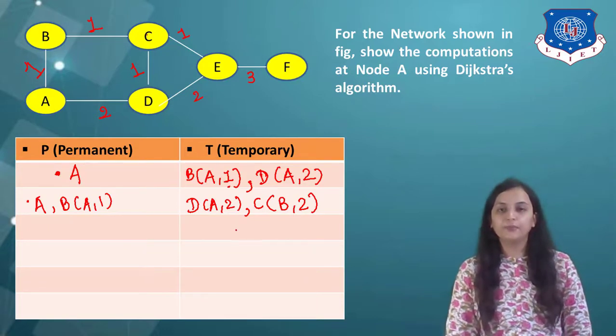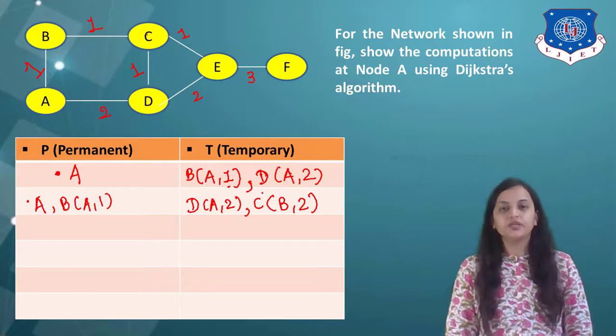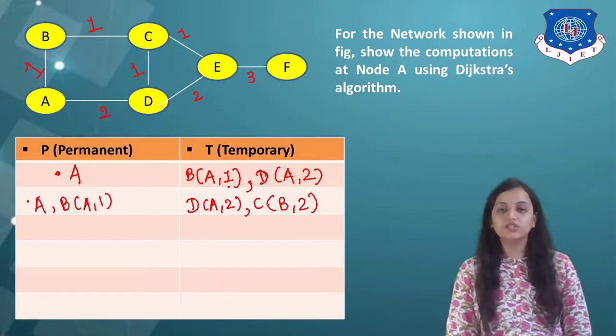Now again we need to compare these two values, and whichever is the smallest, we need to shift it to the permanent side. Both values are the same. Which is to be given the priority? We need to give the priority to the value which is carried forward from the previous step. From this, as you know, D, A, comma, 2 is carried forward to this.